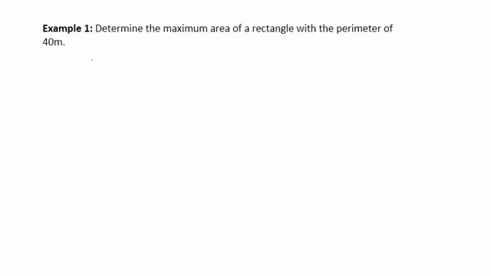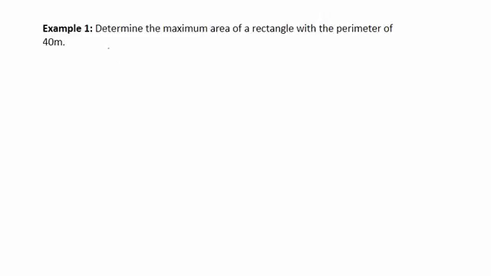Example 1: determine the maximum area of a rectangle with the perimeter of 40 meters. We're going to use the formulas from above, as they are the formulas for optimal rectangles. Since we're given the value of the perimeter, let's start by using the perimeter formula to find our side length, and then use that side length to find the area.